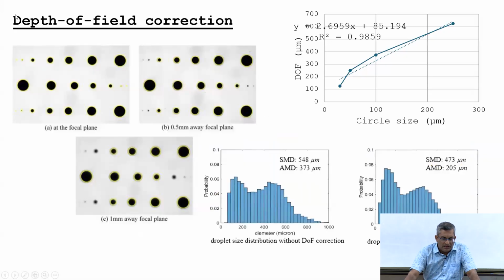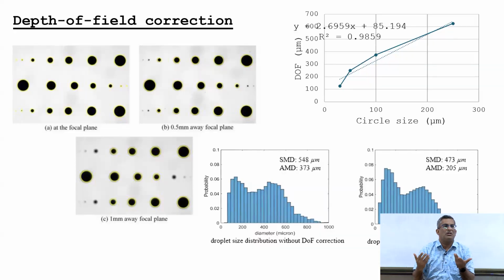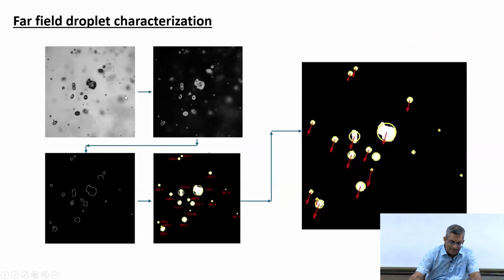Another important consideration here is depth of field correction. Now, the problem here is that the number of particles that you see in your image depends on the depth of field. Depth of field means the effective depth over which you actually identify the particles. If a particle is far away from the plane of focus, you won't be able to see it, or even if you are able to see it, you may not be able to identify it. For example, let us say these particles.